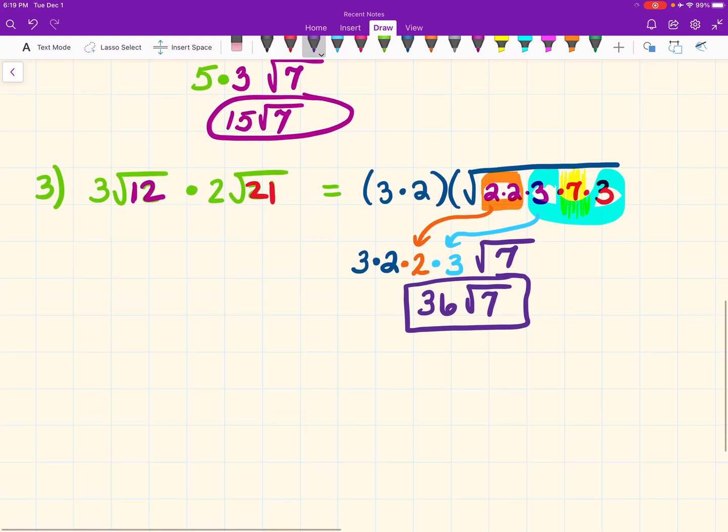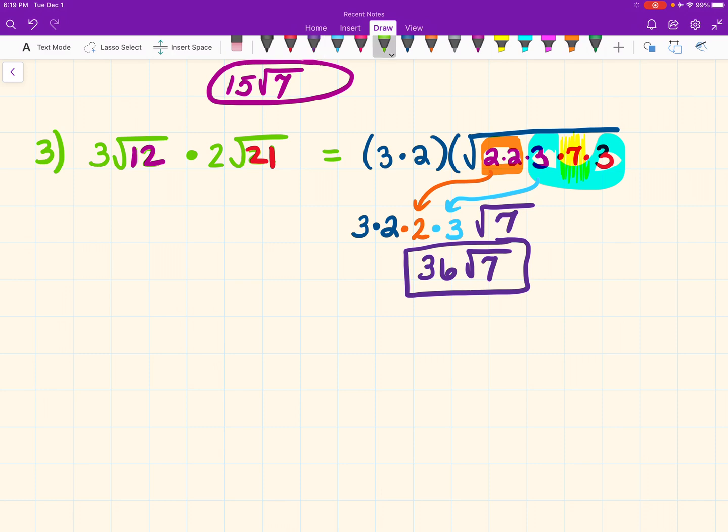Okay? All right, number 4 is 7 root 72. Again, this is very similar to number 2, so I'm just going to, well, no, I can't just do it in my head. So if we prime factor 72, it's 3 times 3 times 2 times 2 times 2.